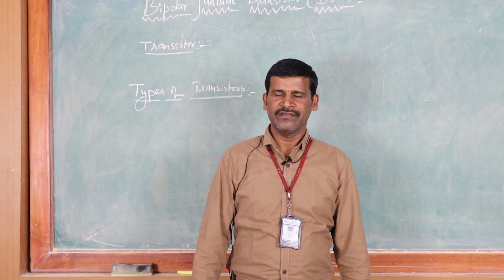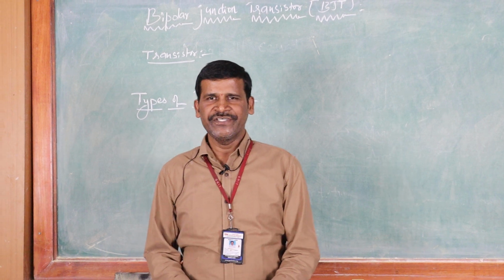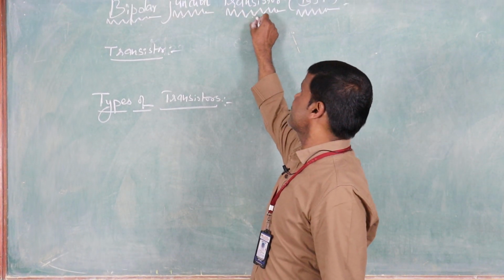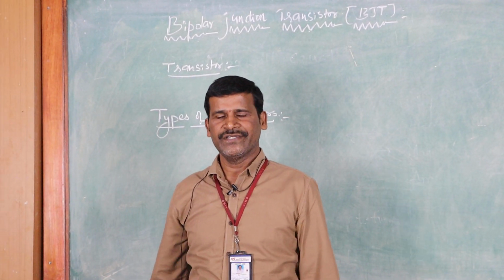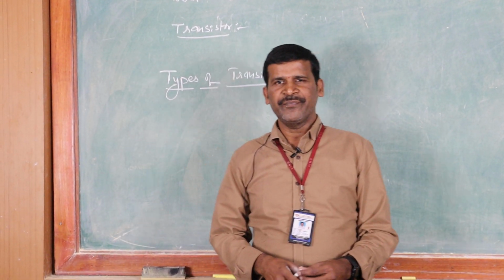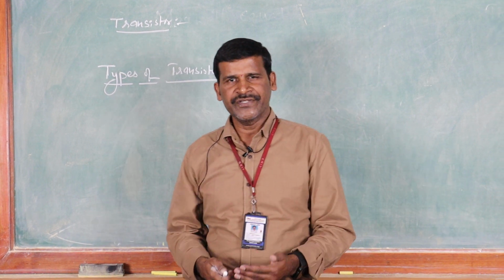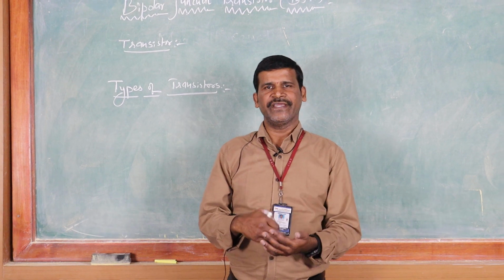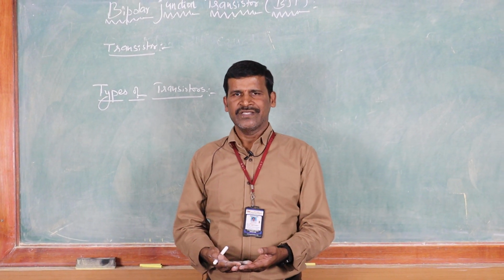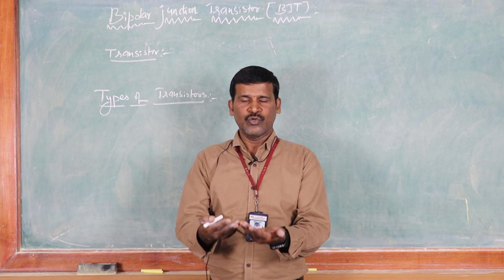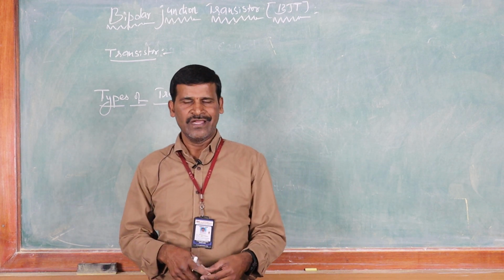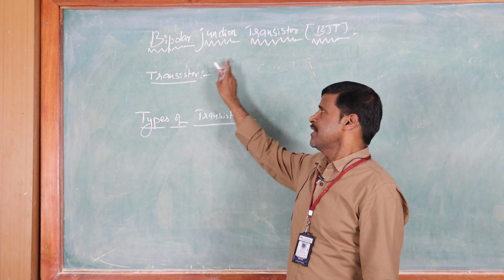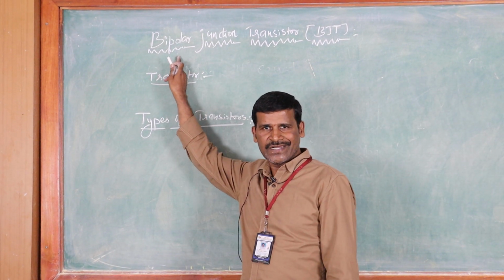Today I am going to explain the topic BJT. So BJT means bipolar junction transistor. What is meant by bipolar junction transistor? The operation depends on the interaction of both the polarities, like majority carriers and minority charge carriers. The passage of charge is due to both the majority and minority charge carriers, and hence it is called a bipolar junction transistor.